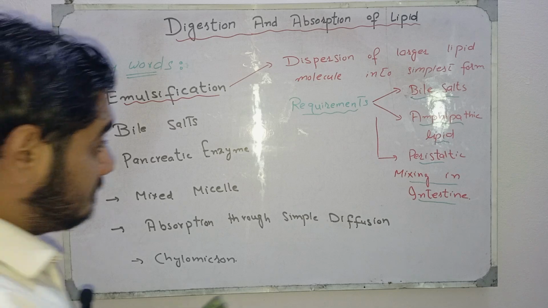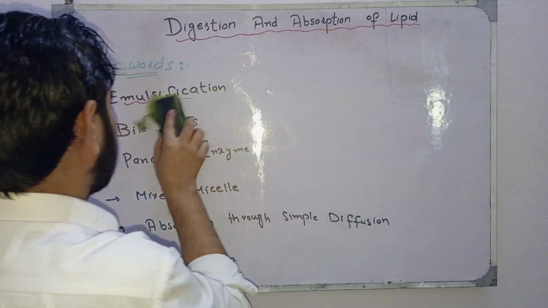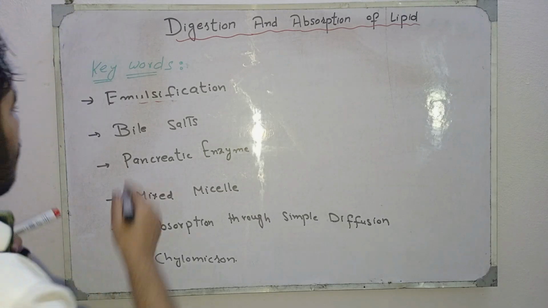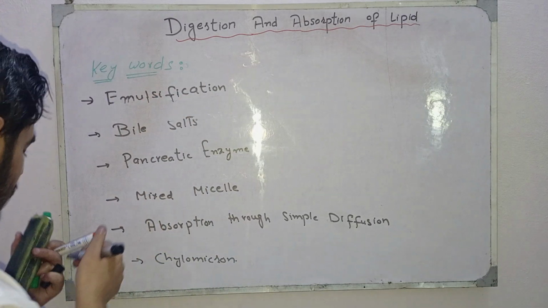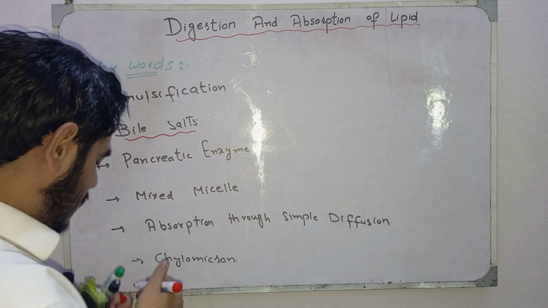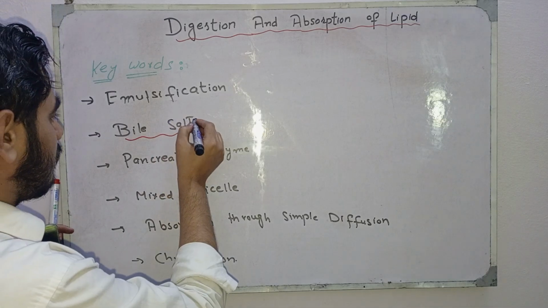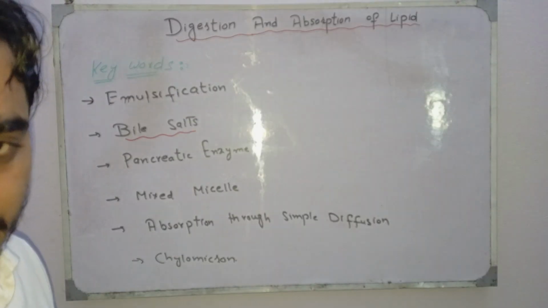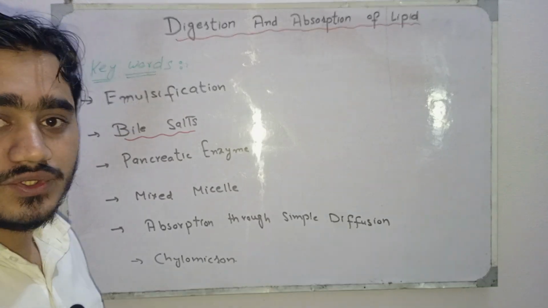Next, bile salt. Now, bile salts, they are just sodium and potassium salts of taurocholate, taurochenodeoxycholate, glycocholate, and glycochenodeoxycholate.